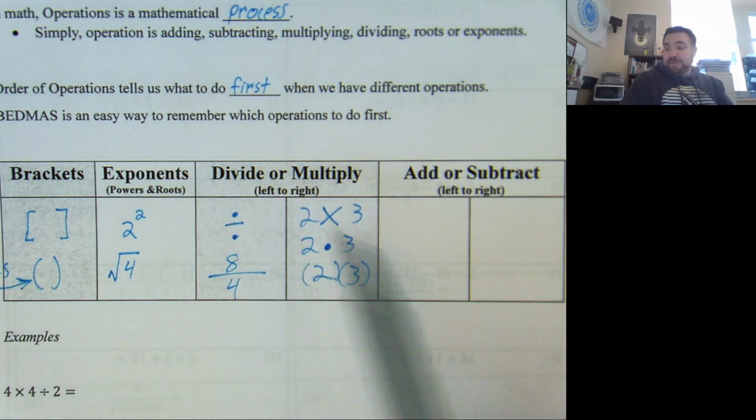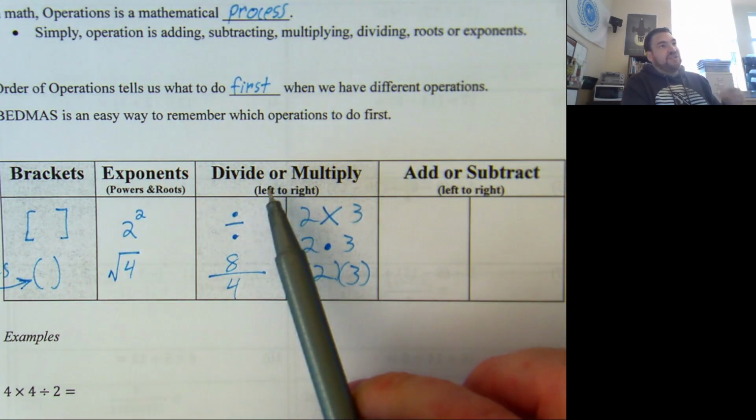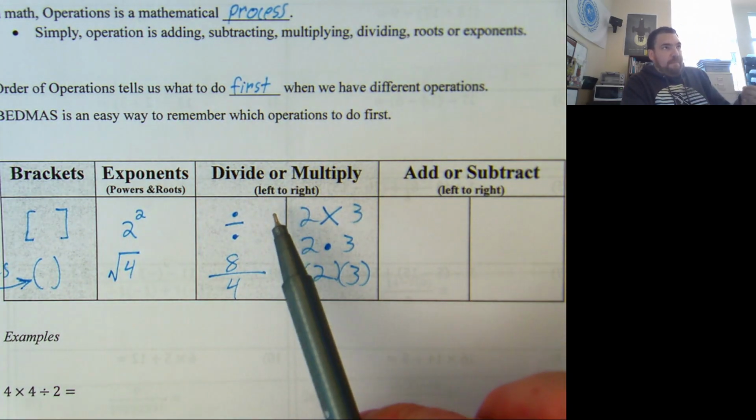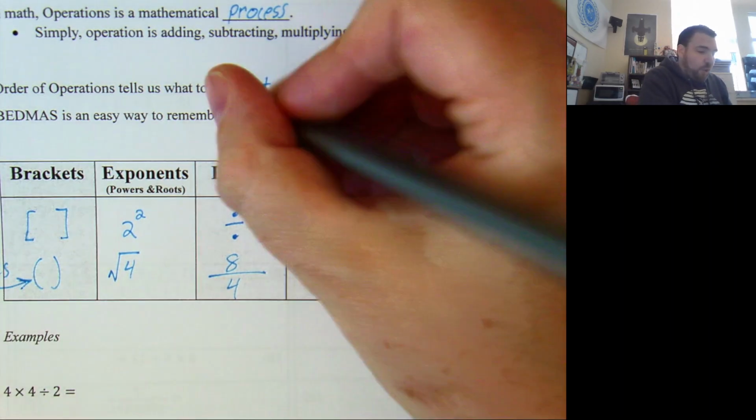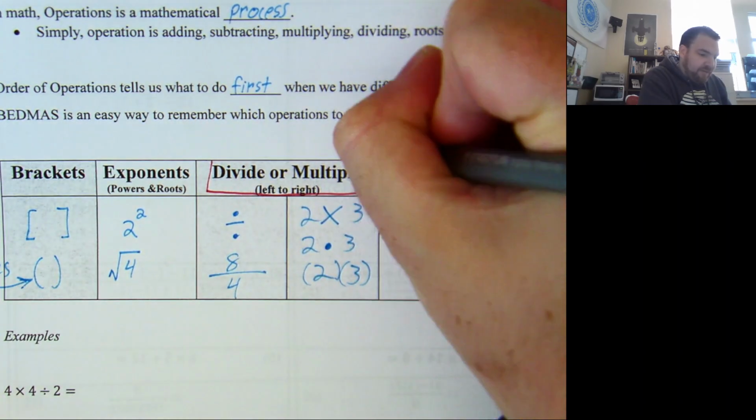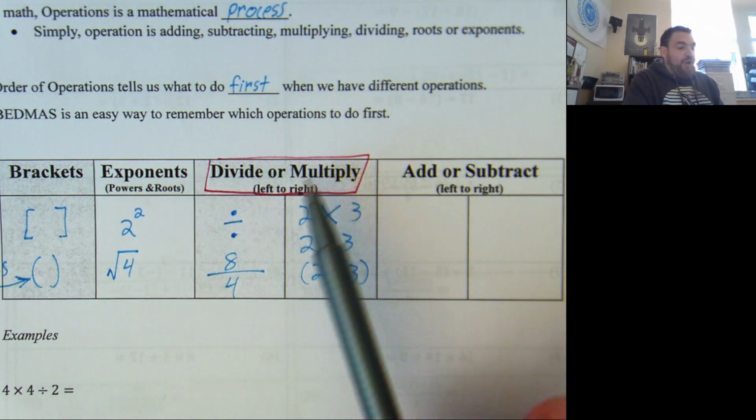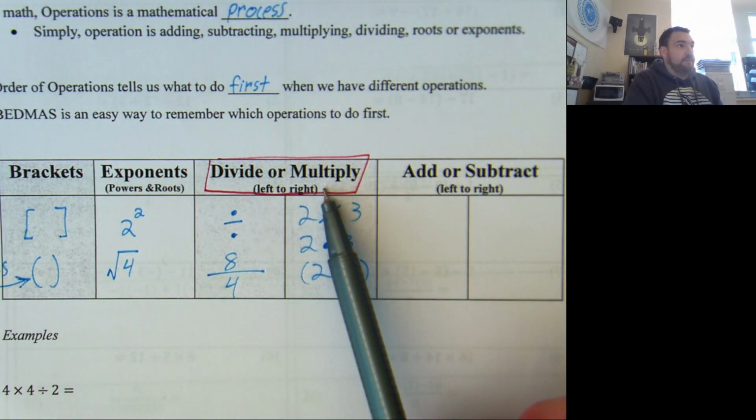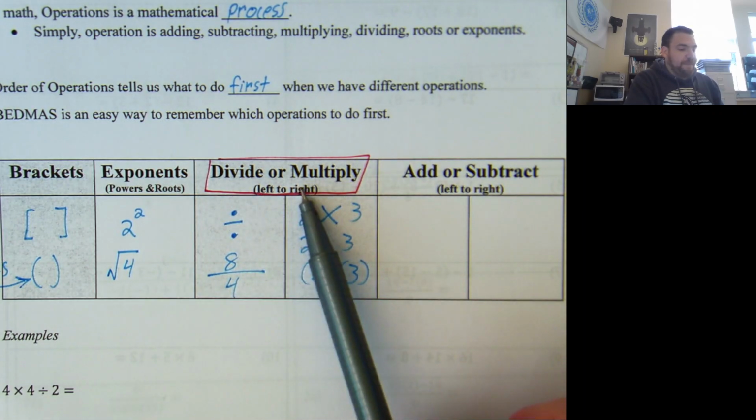And with division and multiplication, it's important to remember that multiplication and division are mathematically the same thing. If all you have is division and multiplication, we always go left to right. When all you've got is division and multiplication, we work left to right.